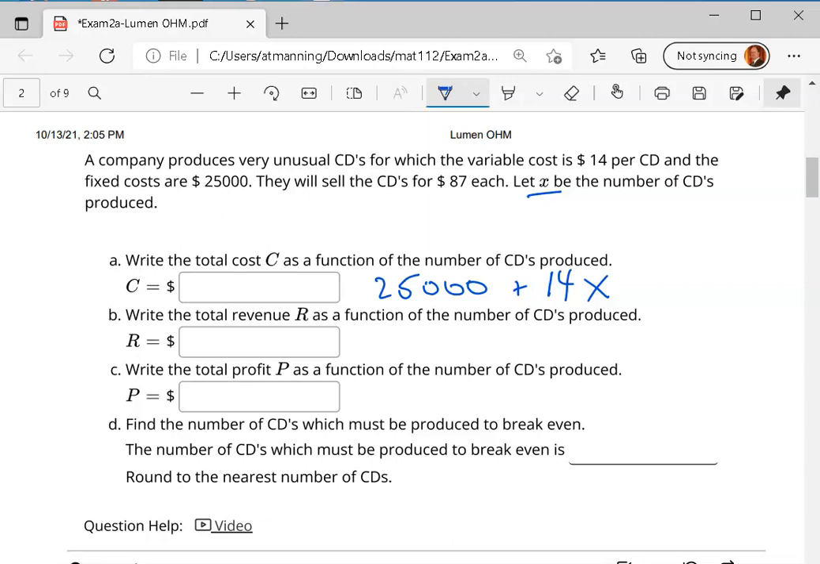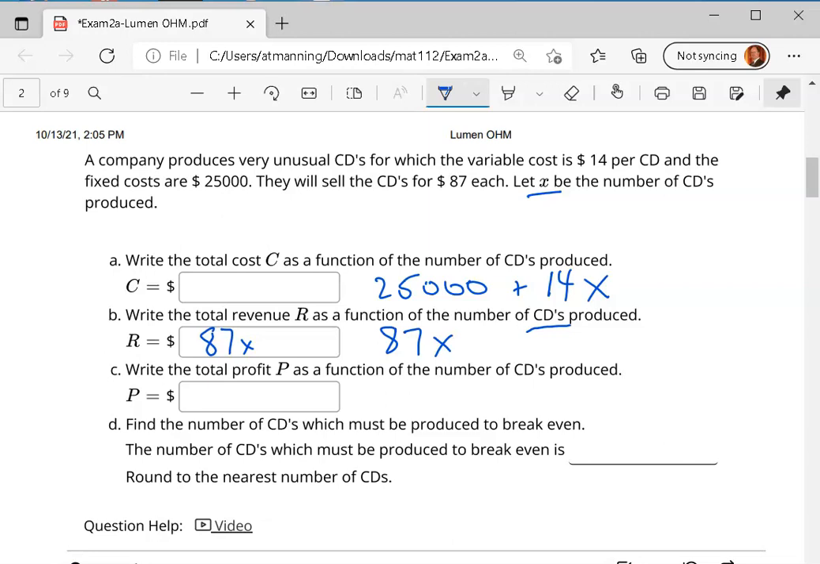The total revenue as a function of the number of CDs. Well, how do I figure that out? Well, they'll sell for 87 each, and that's my revenue coming in. So revenue is, we don't subtract our costs yet. We just say, how much do we get paid for all our CDs? Well, it's a simple formula. Revenue equals $87 times the number of CDs. So revenue is 87x. I'm just going to leave it there because it doesn't quite fit in the box.